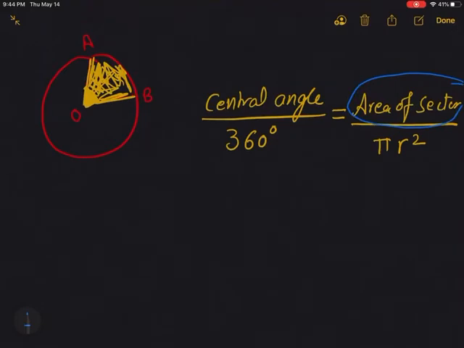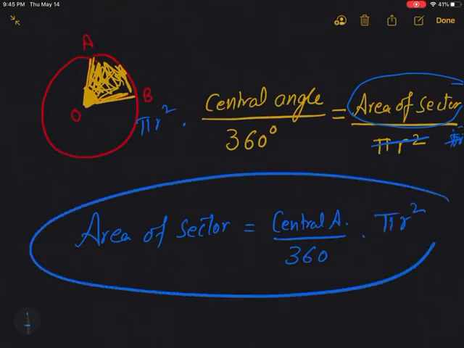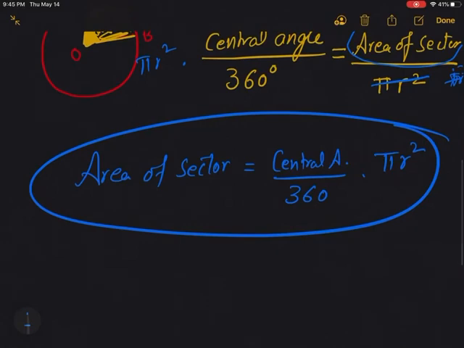If I asked you to solve this equation for the area of the sector, what would you do? I would multiply both sides by pi r squared, right? Pi r squared is going to get canceled out on this side. So finally, your equation is going to be: area of the sector is equal to the central angle over 360 times pi r squared. Here you go. That's the area of the sector equation.